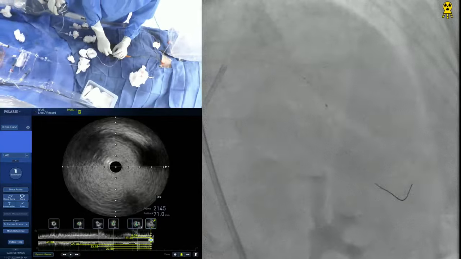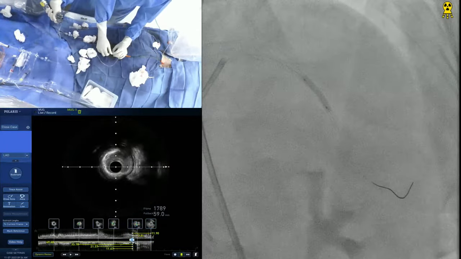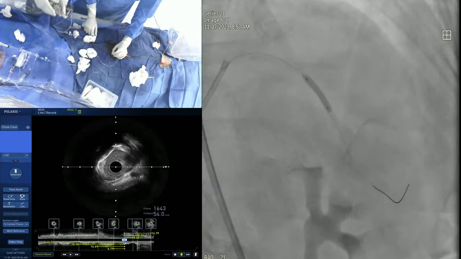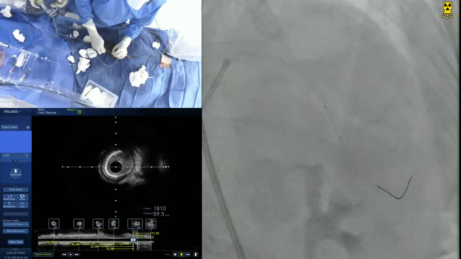You want the distal edge? Make sure the distal edge is covered. I think so. Yeah. No, you want to go with the stent zoom, boost? No. Eyes are good enough.